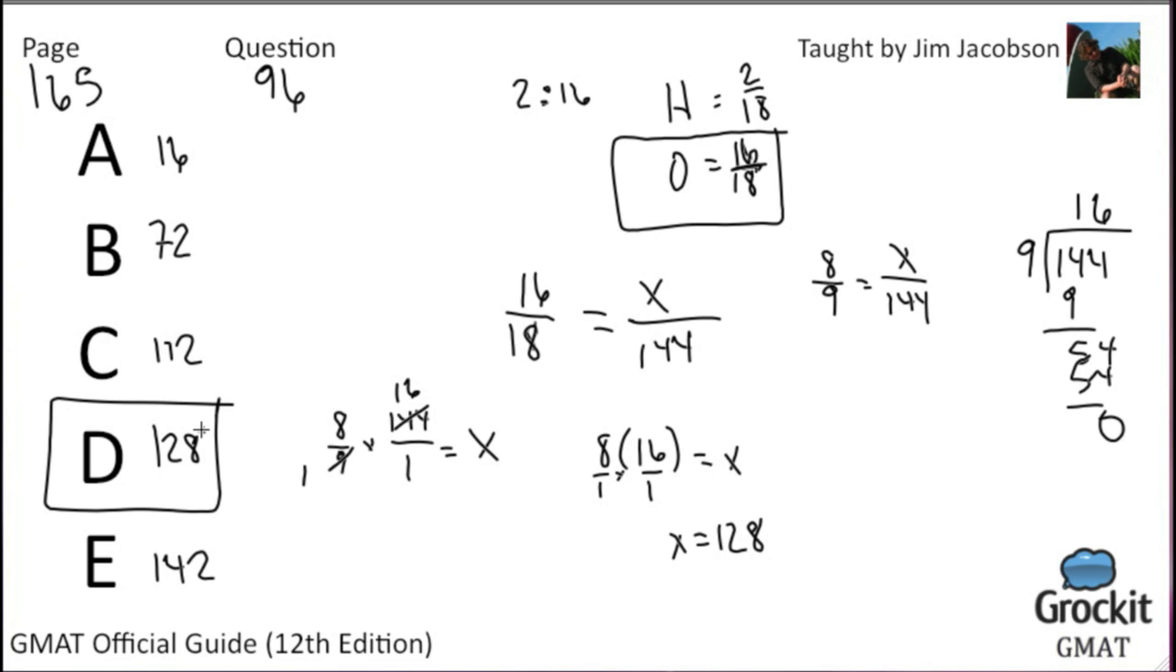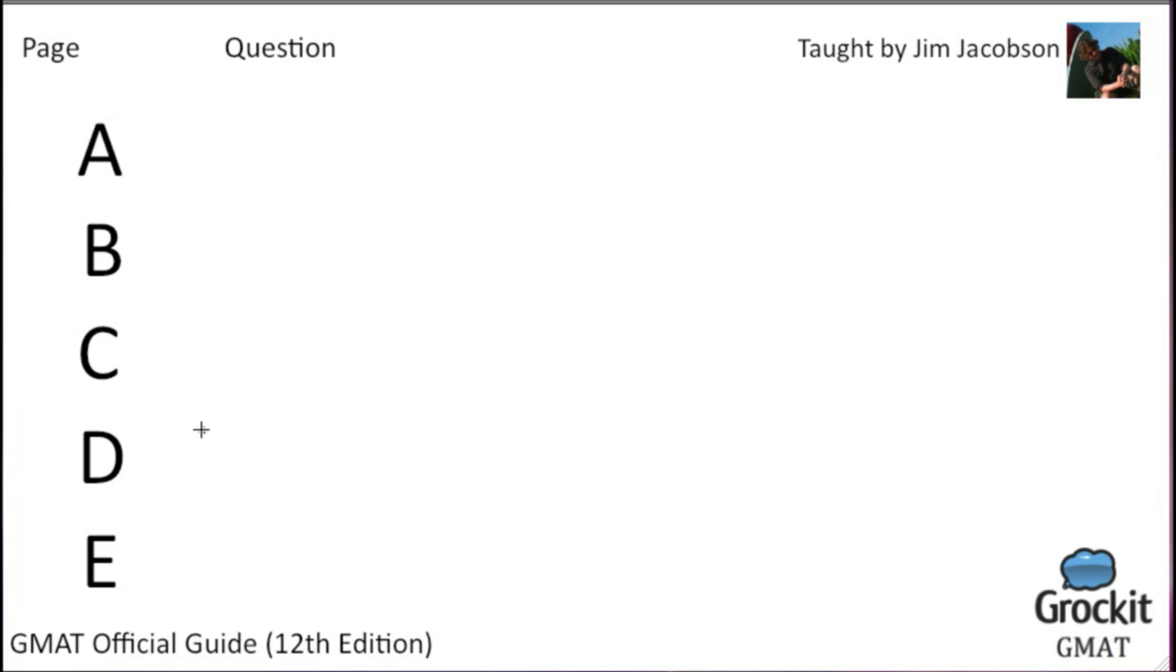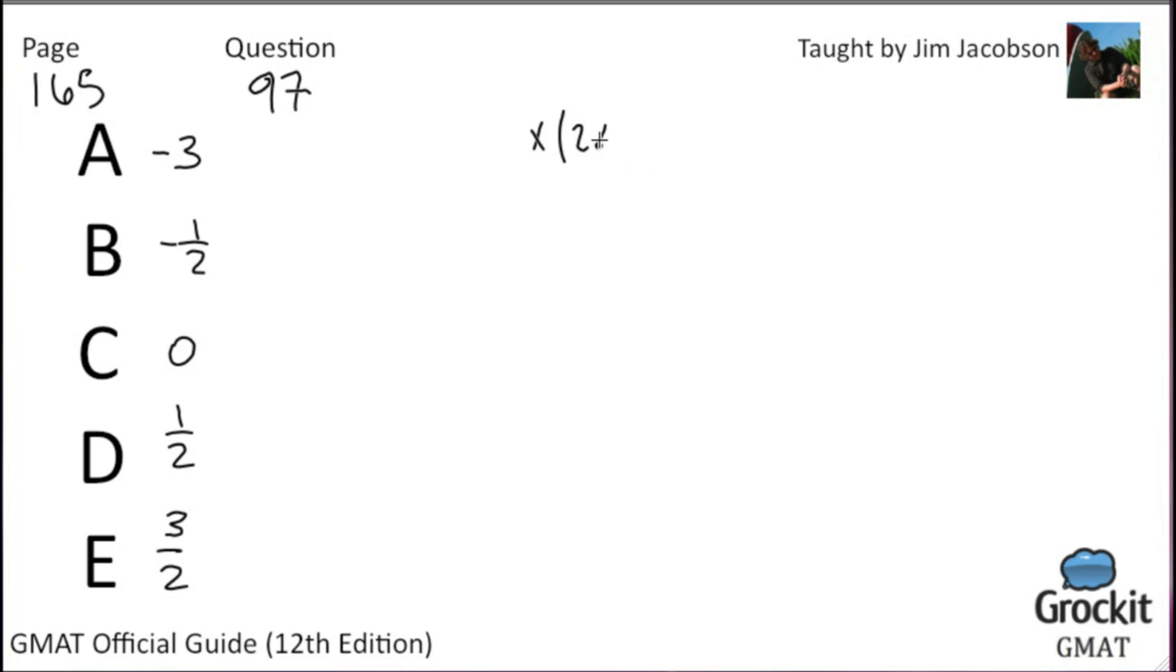Okay, last one on page 165, number 97. We have -3, -1/2, 0, 1/2, and 3/2. So if x times the quantity 2x plus 1 equals 0, and the quantity x plus 1/2 times the quantity 2x minus 3 equals 0, then x equals some sort of one of these answer choices. So we have x times the quantity 2x plus 1, and we have x plus 1/2 times 2x minus 3.